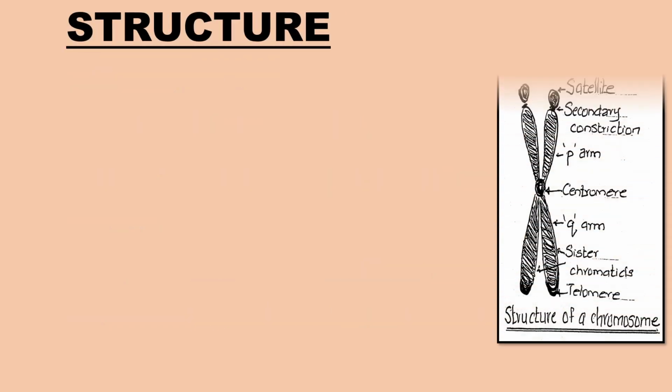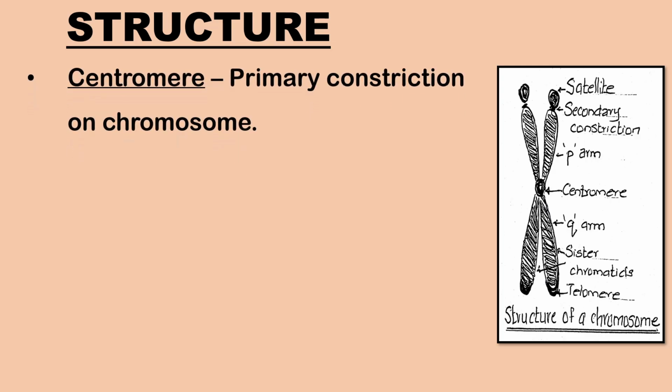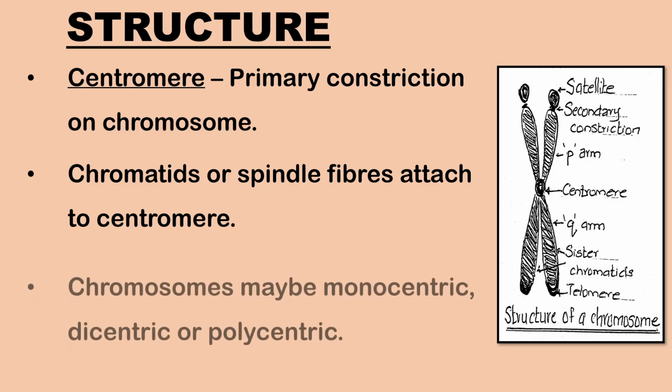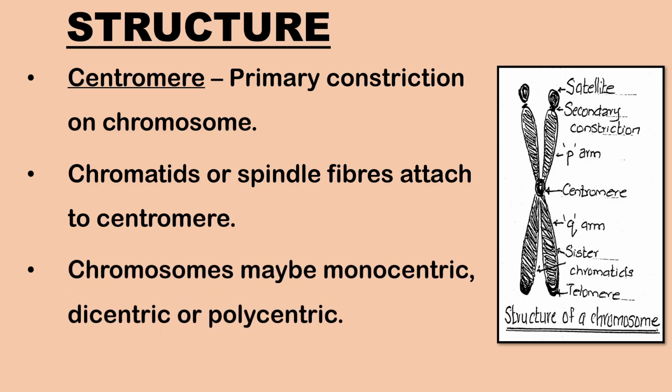Now, let us look into the structure of chromosome. The different parts of a chromosome are as follows. Each chromosome has a primary constriction point called the centromere, consisting of small granules. Chromatids or spindle fibers are attached to the centromere. The chromosomes may be monocentric, dicentric, or polycentric, depending on the number of centromeres.